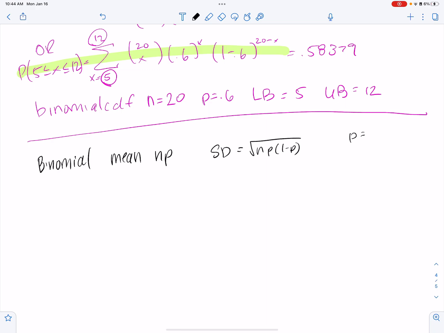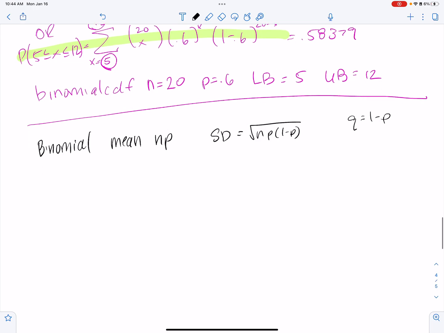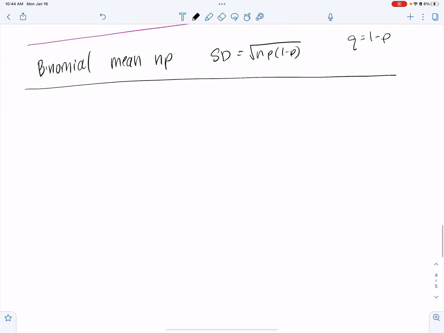Of course, sometimes you'll see q being what 1 minus p is, just the probability of failure. Okay, moving on to geometric.